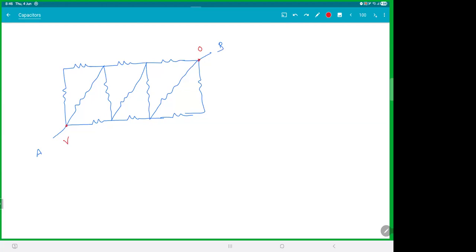Even though there are 6, you will get only 3 different potentials. That means, with only 3 variables, you can say there is a diagonal symmetry here. Whatever happens here, same thing happens here. So this is an extended diagonal symmetry.